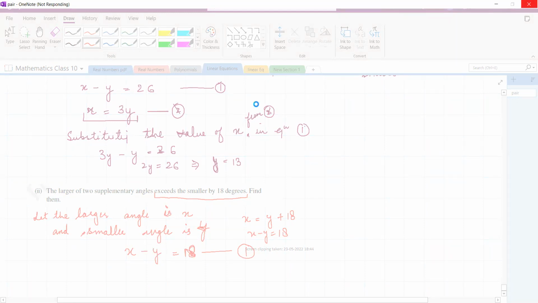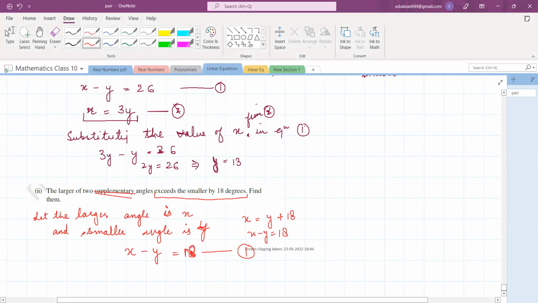Okay, write the second equation. x plus y is equal to 180. Am I audible? Yes, ma'am. Okay. And start solving it and tell me what is the value of x and y. And x plus y should be equal to 180 degrees. So this is your second equation. Now all of you will solve it. Tell me what is x and y.